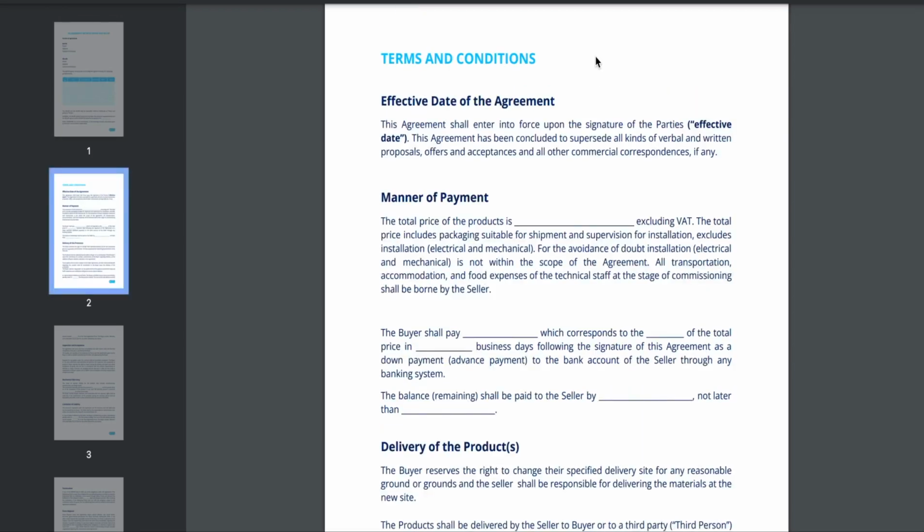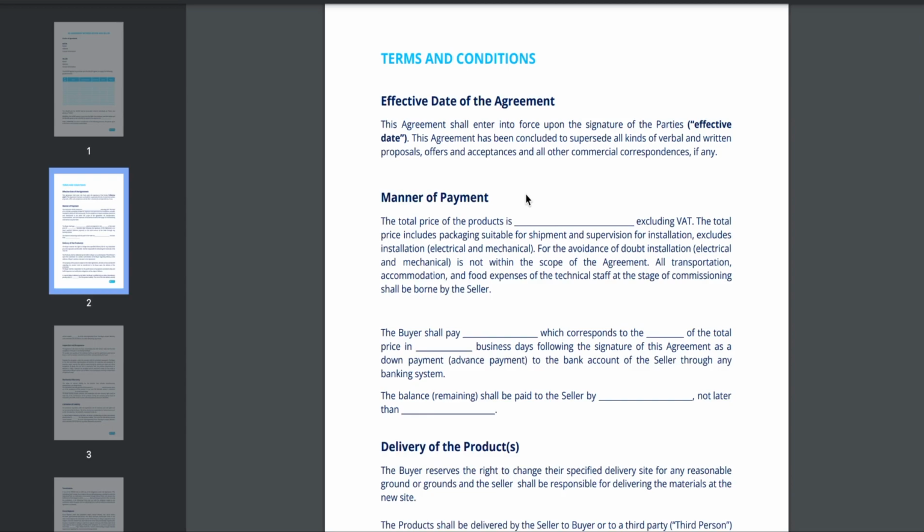Okay, the terms and conditions. The effective date of the agreement. The agreement officially takes effect when both parties sign it. It clarifies that any prior negotiations, verbal or written, are overridden by the written agreement. It establishes the point at which the agreement takes effect, providing a clear starting date for performance.